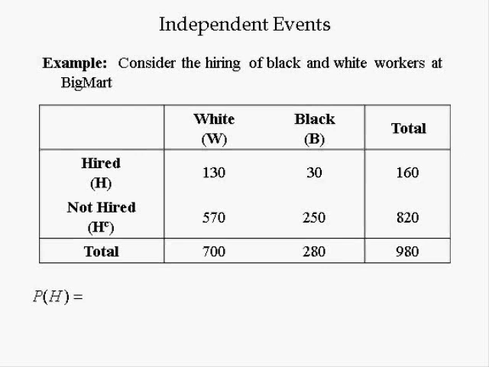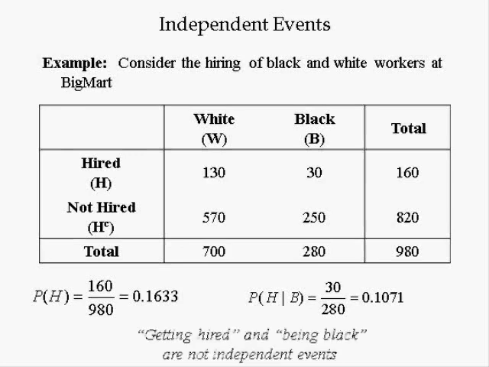Recall our Big Mart hypothetical example. The probability that a randomly picked applicant is hired is equal to 160 hired by 980 applicants, which is equal to 0.1633. The probability that a randomly picked applicant is hired, given the applicant is black, is equal to 20 black applicants that were hired divided by the 280 black applicants, which is equal to 0.1071. Since these probabilities are not equal, getting hired and being black are not independent events.